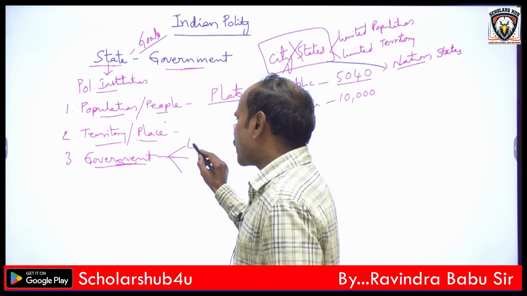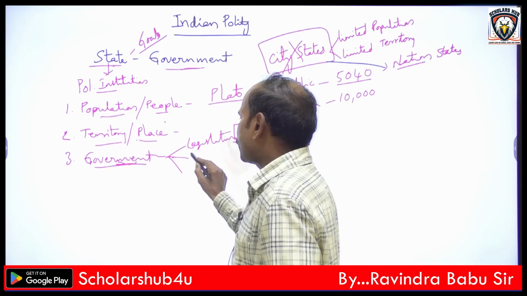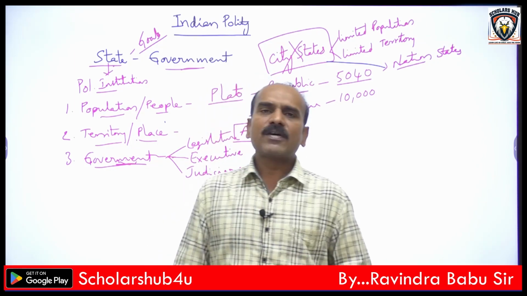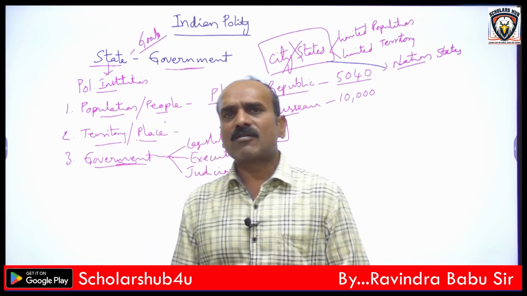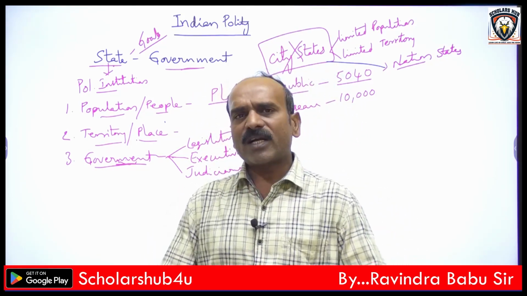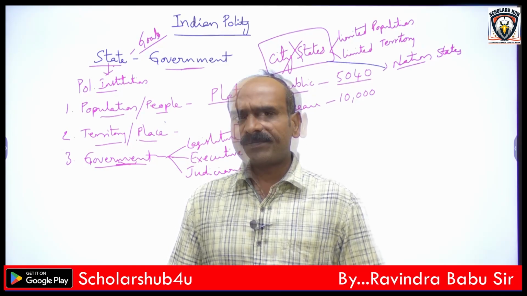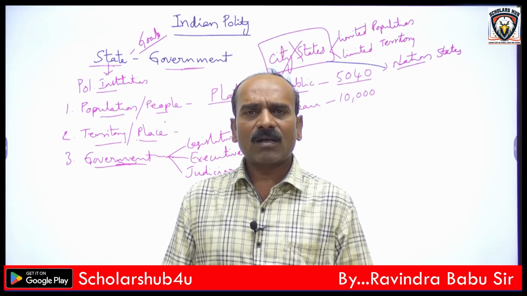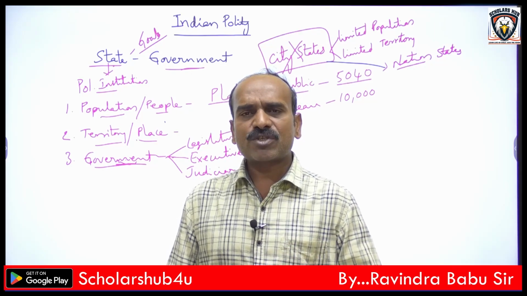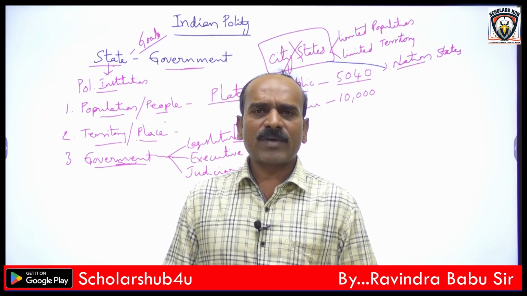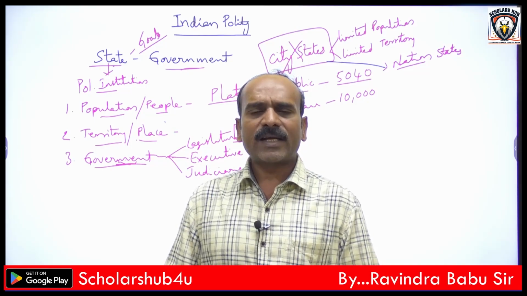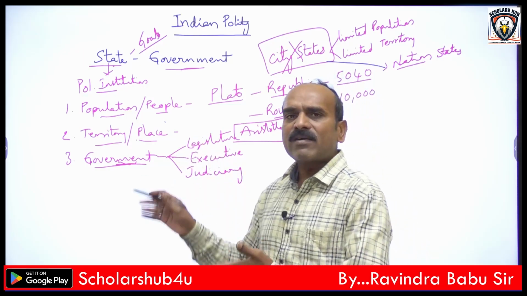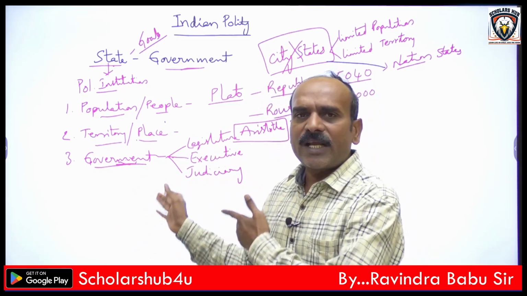The first important organ is legislature. Second one is executive, and third one is judiciary. Every government in the world, whatever may be the nature or form of the government, can have different forms: unitary government, federal government, parliamentary government, presidential government, monarchical form of government, military government. Different types of governments will be there, but every government will have three organs. It's a kind of division of work between these three organs.